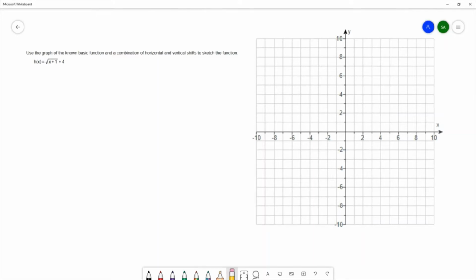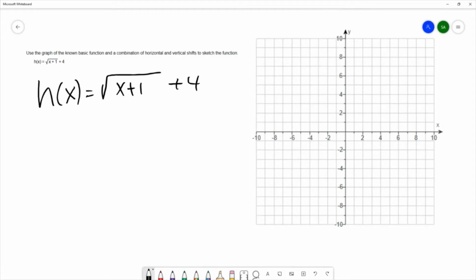For this question, we want to use the graph of the known basic function and a combination of horizontal and vertical shifts to sketch the function. Our function is h of x equals the square root of x plus 1 plus 4. I'm going to write that a little larger. The square root of x plus 1 plus 4.